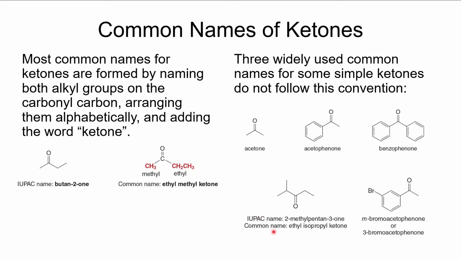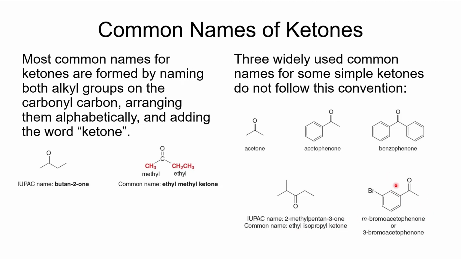Our IUPAC nomenclature for this one, we actually did this one a minute ago on the previous page. It was the 2-methylpentan-3-one, but we could also refer to this as it has an ethyl and an isopropyl group. Ethyl comes first alphabetically, so we would call this ethyl isopropyl ketone. Personally, I like the IUPAC nomenclature when doing this kind of naming of a ketone, but I do want you to be aware of the other nomenclature you will see.